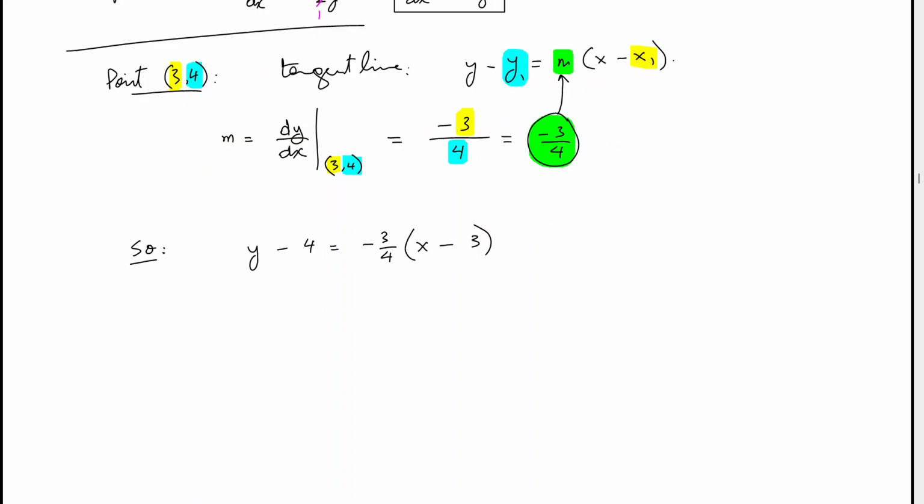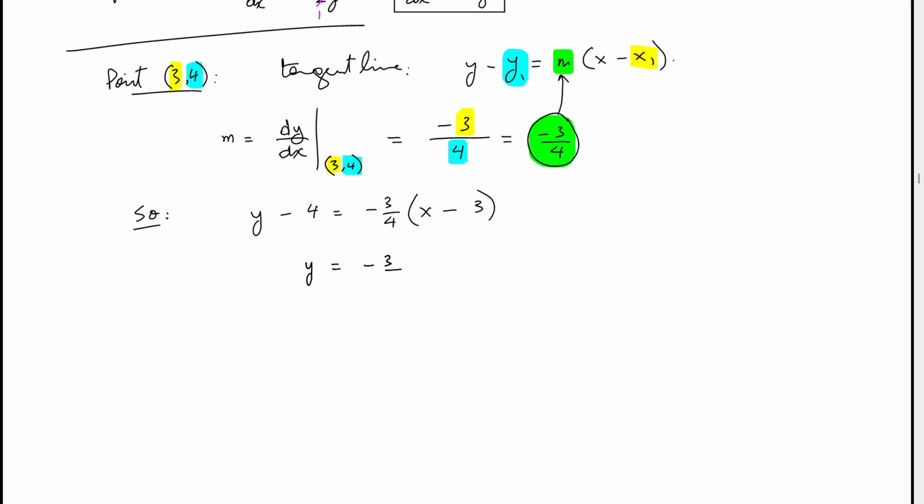Now, it's helpful to rewrite it a little bit differently. It's helpful to have the y all by itself on one side. So I'm going to take a little bit of time here to first distribute the 3/4 to the x, then distribute the negative 3/4 to the negative 3. That gives me positive 9/4. And I'm going to move this negative 4 to the opposite side by adding it to both sides of the equation. And this is almost the end.